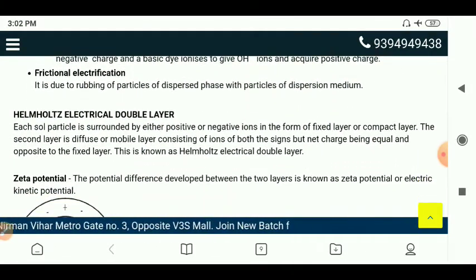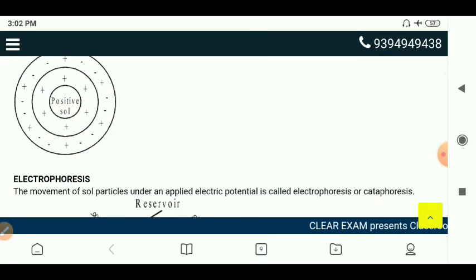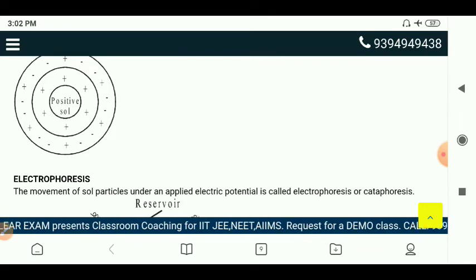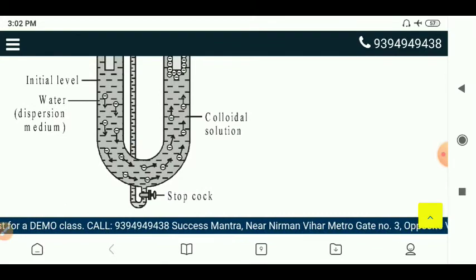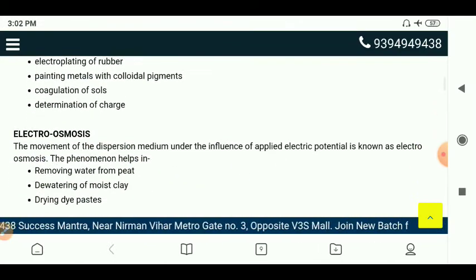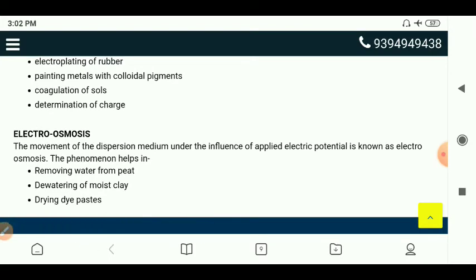Next, what is Helmholtz double layer? Due to the charges, it has to form two layers. That two layers is called as a Helmholtz electrical double layer. From the two layers, we have one electrical potential, that is called as zeta potential. Next, what is electrophoresis? The movement of sol particle by the applying of electrical potential, that is called as electrophoresis or cataphoresis. Okay, what is electroosmosis? Electroosmosis is nothing but the movement of the dispersed medium under the influence of applied electric potential.